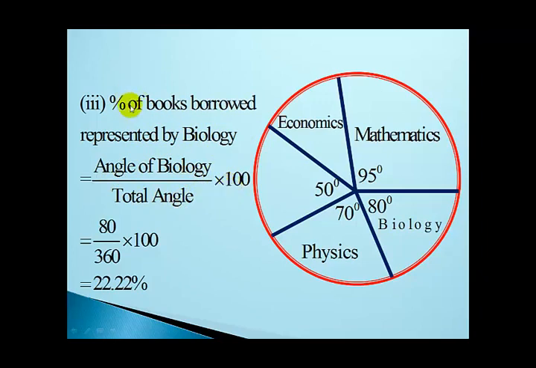Take note. If you want the percentage of books borrowed represented by biology, it is the angle of biology divided by the total angle times 100. The angle of biology is equal to 80 from the diagram as shown. So we divide the angle of biology, that is 80, by the total angle, that is 360. So 80 divided by 360 times 100 will be equal to 22.22%. So that is the percentage of books borrowed that represent biology. The answer is 22.22%.